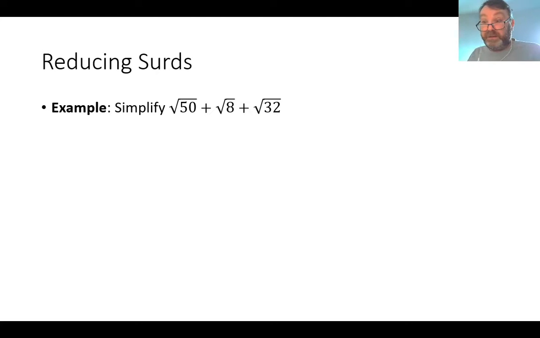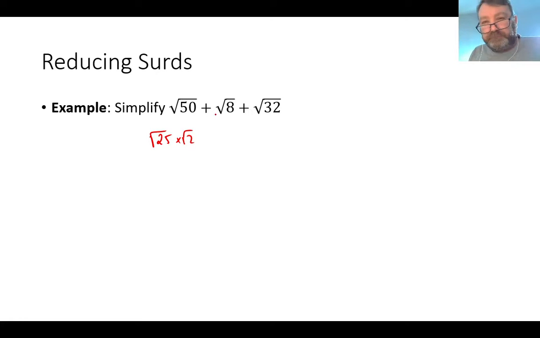Now I could go to my calculator, of course, and tap in root 50 plus root 8 plus root 32, and it will give you the answer. But just to get a bit of logic behind this, where does the calculator get the answer from? And here it is. First of all, think about root 50. Is there any one of those square numbers that is a factor of 50? Yeah, 50 is 25 times 2, which means root 50 will then be root 25 times root 2.